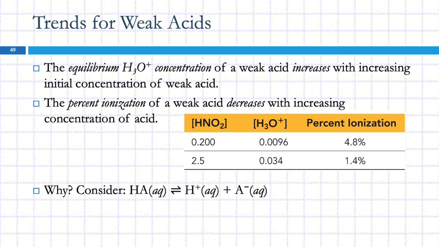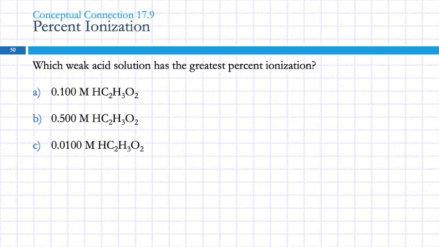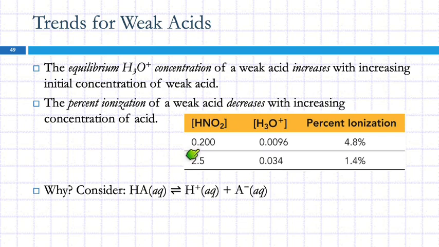So if we look at weak acids, if the concentration of the weak acid is increased, then the equilibrium concentration of hydronium ion also increases. That makes sense. What doesn't make so much sense is that the percent ionization actually decreases as the acid becomes more concentrated. So here, looking at nitrous acid, a 0.2 molar concentration is 4.8% ionized, but a 2.5 molar solution is only 1.4% ionized.